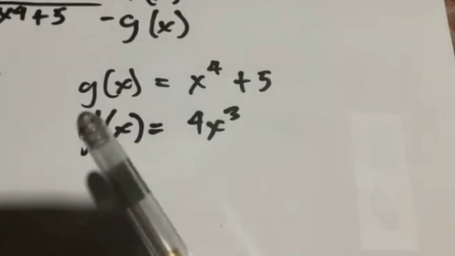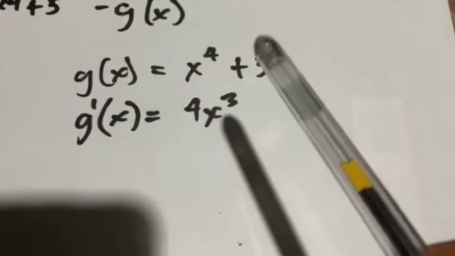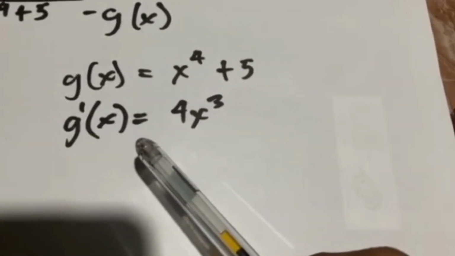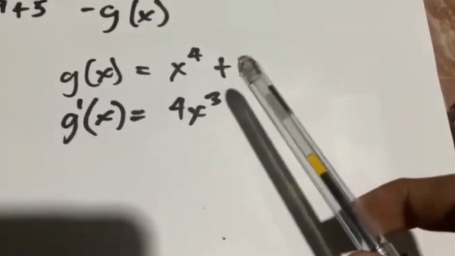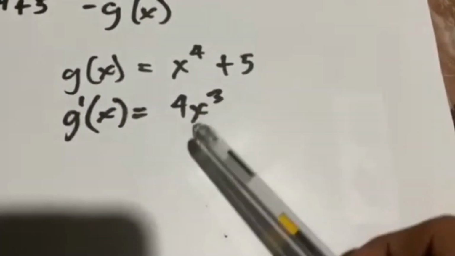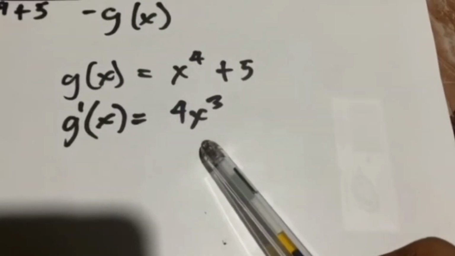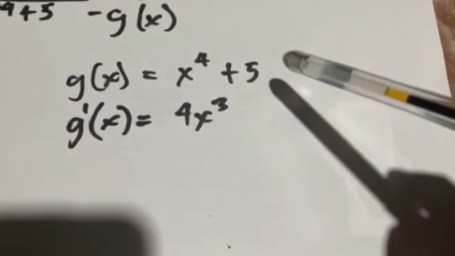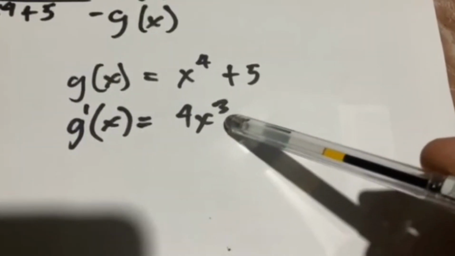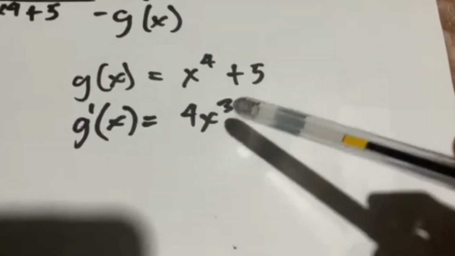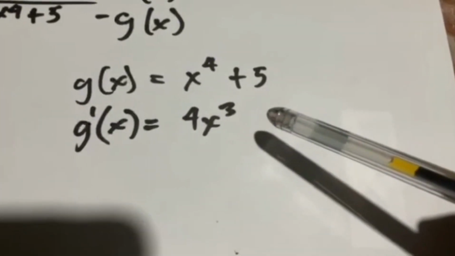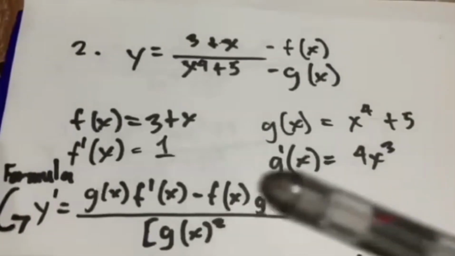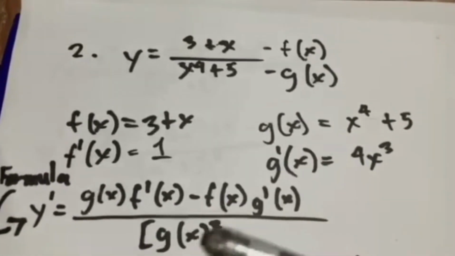Now we also have our g of x equal to x to the power of 4 plus 5. To find our g prime of x, we need to multiply the exponent 4 by x. 4 times x equals 4x. And we need to subtract 1 from our exponent 4. That will be 3. Because the 5 is a constant number, it will also be cancelled. Now we have the f of x, f prime of x, g of x, and g prime of x.